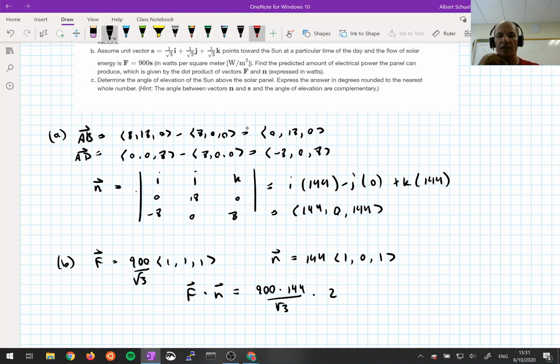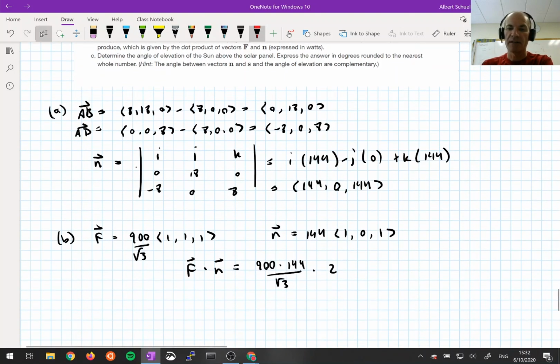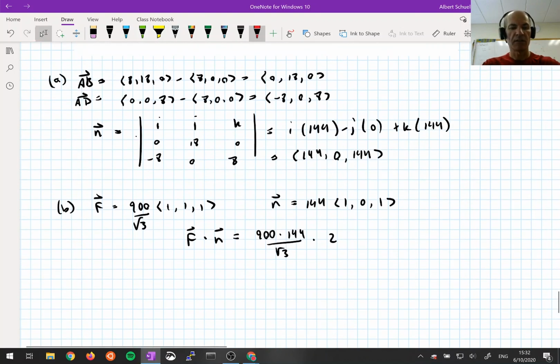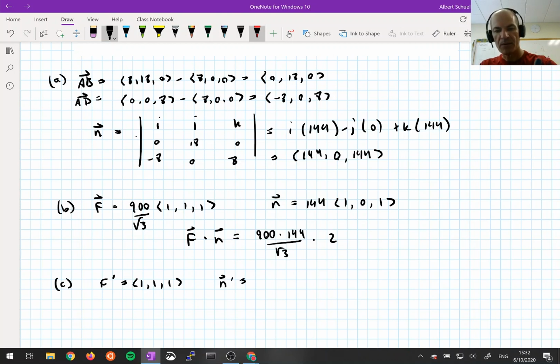All right, determine the angle of elevation of the sun above the solar panel. Express your answer in degrees rounded to the nearest whole number. Hint: the angle between the vectors N and S and the angle of elevation are complementary. So we can figure out the angle between the vectors N here and S here, then we can figure out the angle of elevation. Now, the scalars don't matter here, so make your life simple. Let's look at F prime. We'll just call it 1, 1, 1. And N prime, 1, 0, 1.